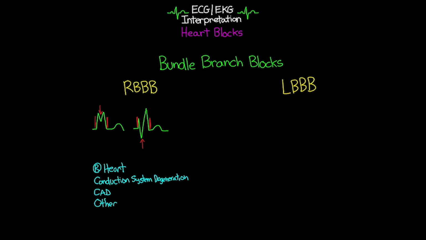But the way that we're going to distinguish this right bundle branch block from the left bundle branch block, which we're going to talk about in a second here, is in our V1 lead, we're going to have what we call terminal positive.